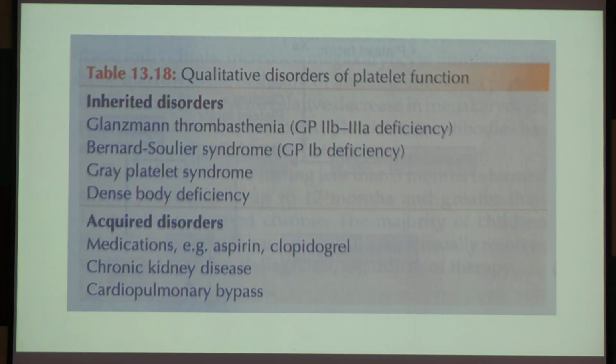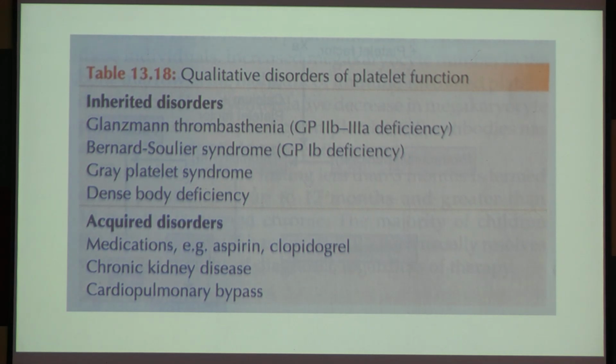Glanzmann thrombasthenia, then Bernard-Soulier syndrome. Glanzmann thrombasthenia is due to glycoprotein 2b3a deficiency and Bernard-Soulier is due to glycoprotein 1b deficiency. Then gray platelet syndrome, dense body deficiency.